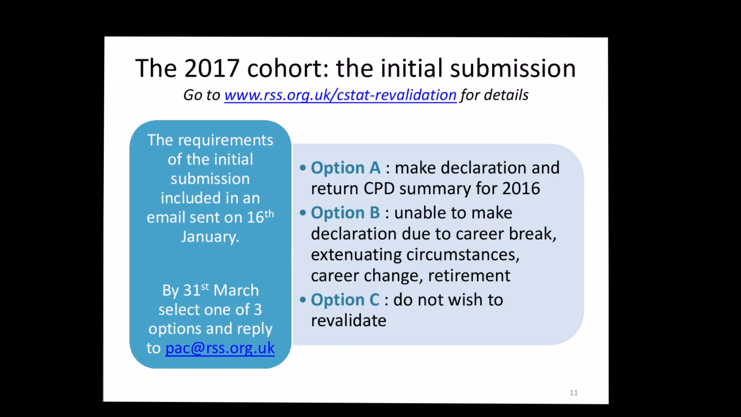So, slide 11 briefly describes the 3 options that members are asked to choose from in their initial submission. Option A, you would choose if you are willing to make the declaration of being professionally active, complying with the CPD policy, adhering to the Code of Conduct, and returning a CPD summary for 2016. Option B, you would choose if you wish to continue to hold the CStat award, but cannot make the declaration because of either a career break, extenuating circumstances, or a recent career change or retirement.